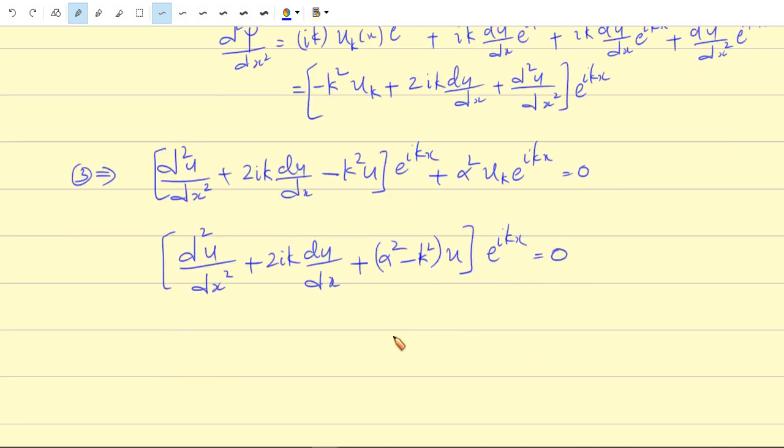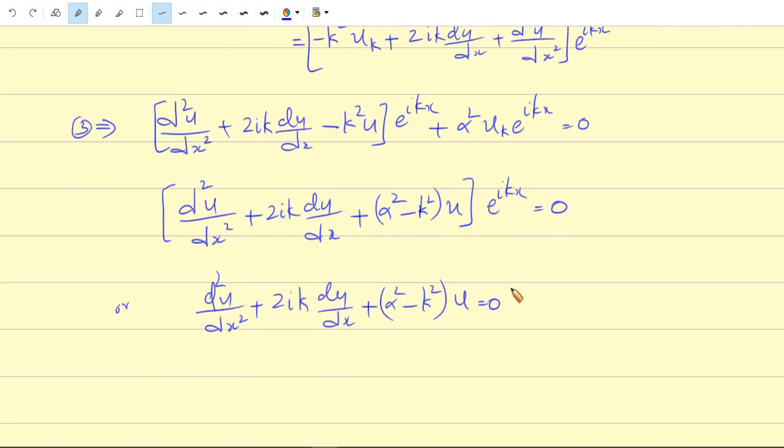Okay, so if this equation is true, then this bracket term must be 0. Therefore, d square u by dx square plus 2ik du by dx plus (alpha square minus k square) u is equal to 0. So this is equation number 6. u is the function, u is u of x.